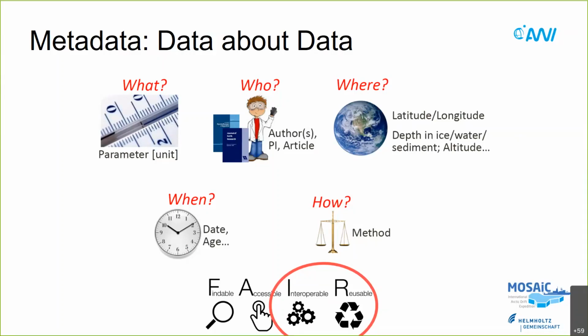Where? So basically, geolocation, latitude, longitude. It can have another dimension, maybe water depth, snow depth, or altitude when it comes to atmospheric measurements. When? This would be date and time stamp, or when it comes to geosamples, maybe age. And how? This is how the data were acquired, what the methods were, what the processing was.